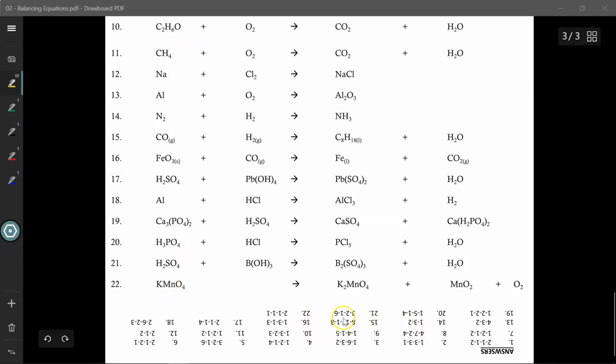You'll notice that in the answer key down here, I put 1s in the answers. It's not necessary to put a 1 coefficient. Remember, if you leave it blank, it's assumed to be a 1. I just put the 1 down here as a placeholder so you would know it's the second number or the first number, or whichever number happens to be for the coefficients.